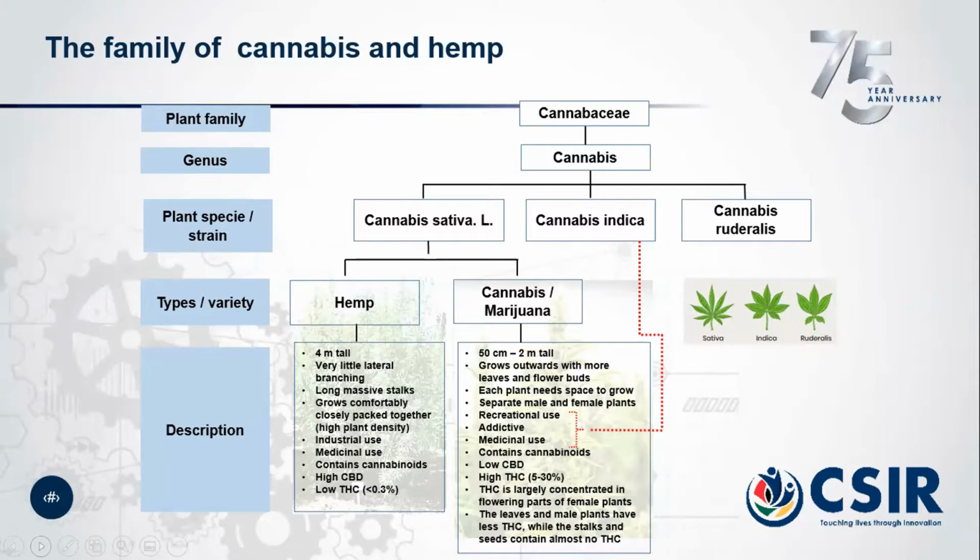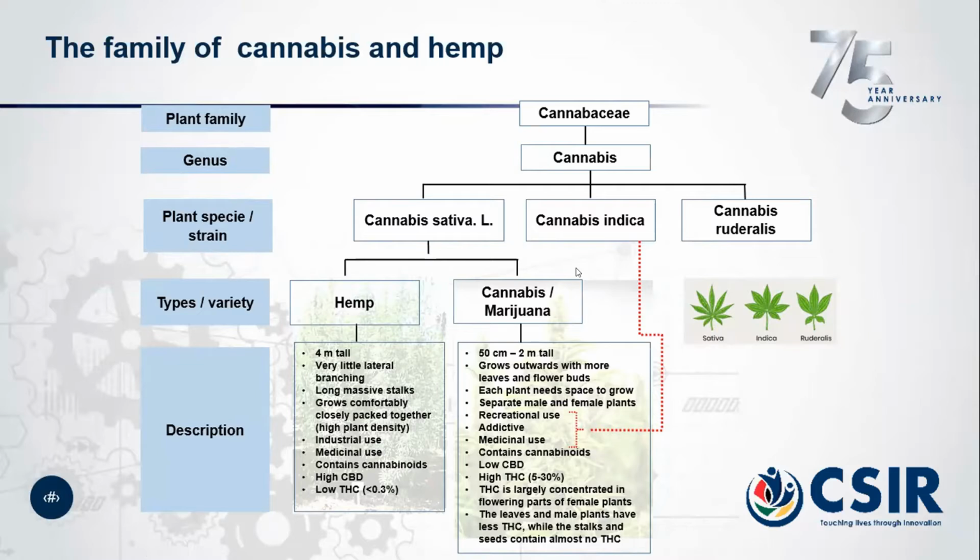Well, this is cannabis. Many people get a little bit confused, but cannabis belongs to the family Cannabaceae. Under that, the genus is Cannabis, and then we have three different species: sativa, indica, and ruderalis. Interestingly, the sativa also has the hemp and the marijuana, and we put a little bit of description or characteristics of the different varieties.